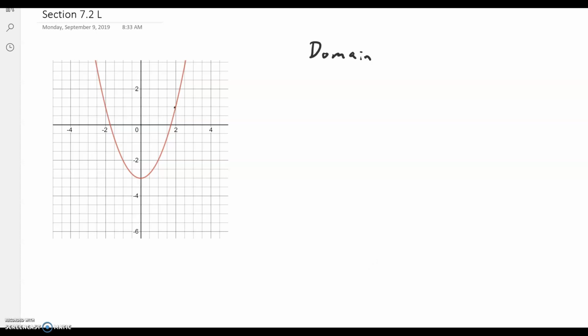So for instance, this point on our function has an x number of 2. So 2 is in the domain of the function. And this point right here has an x number of 0. And so 0 is in the domain of the function. And this point is in the domain of the function.